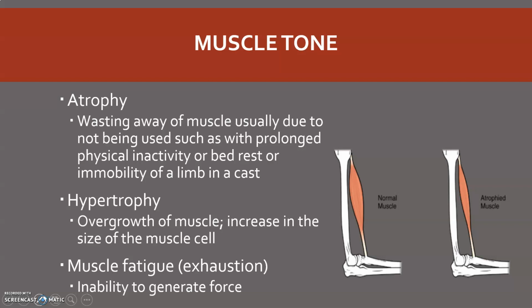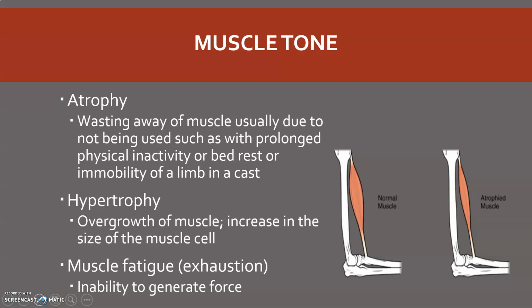And we also have the terms atrophy, hypertrophy, and fatigue. And these describe different states of muscle. Atrophy describes the wasting away of muscle. This is usually due to the muscle not being used, as with periods of prolonged physical inactivity or bed rest. Atrophy can also occur when a limb is placed in a cast.